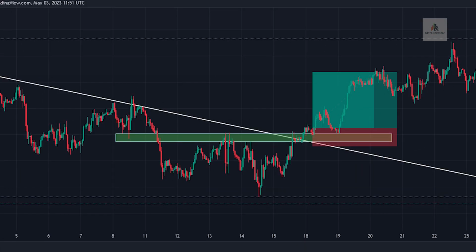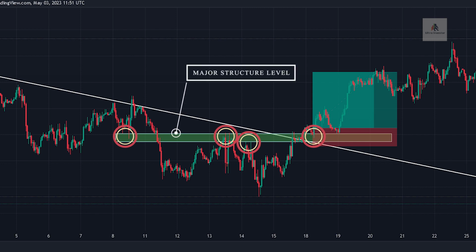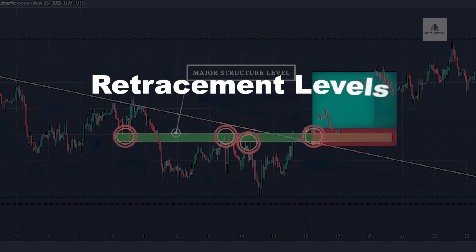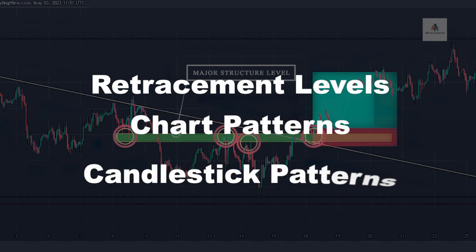To recap, a major level of structure is a level that has been respected multiple times as support and resistance. Combining a major level of structure with price action techniques such as retracement levels, chart patterns, or candlestick patterns can provide a solid trading strategy.